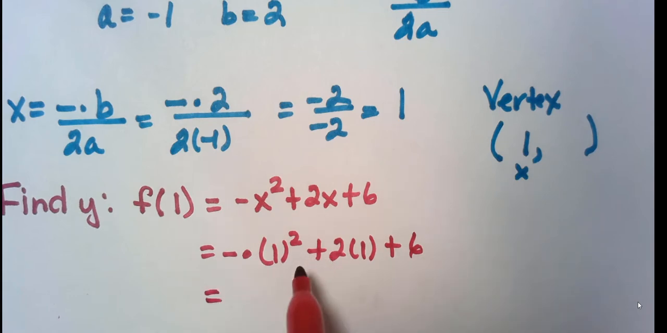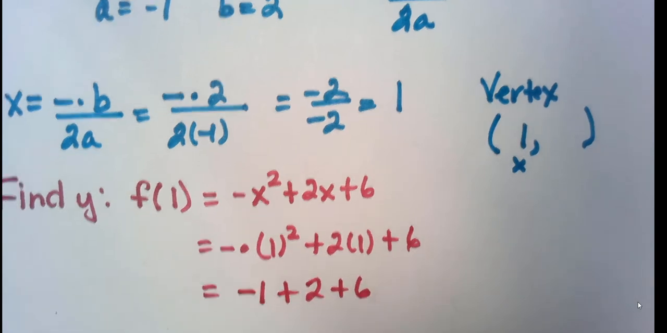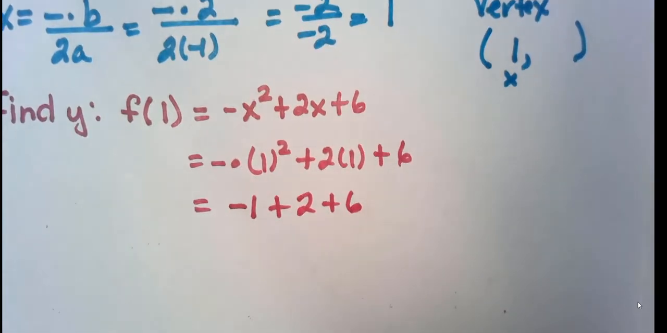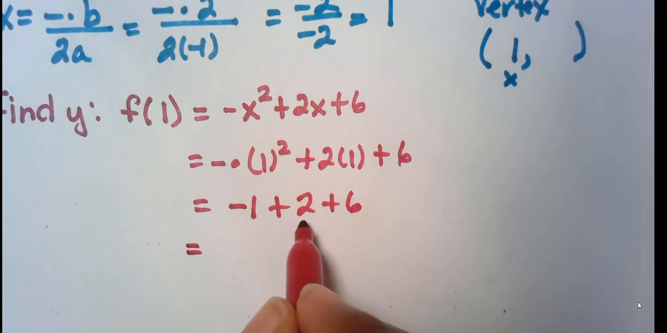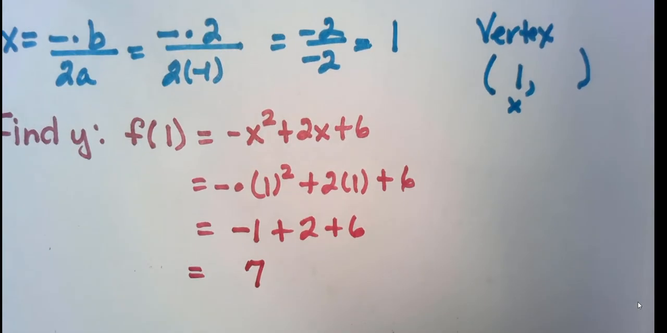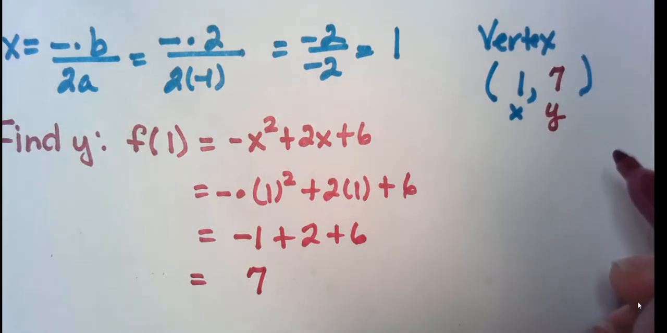Then this is going to give us negative 1 squared, which gives us negative 1. Then we have 2 times 1, which is 2, and then plus 6. Then we add these together. Negative 1 plus 2 is 1. 1 plus 6 gives us 7. So our y coordinate would be 7.